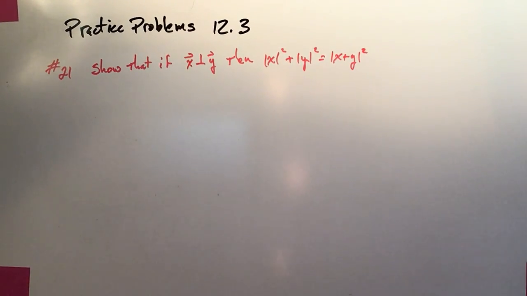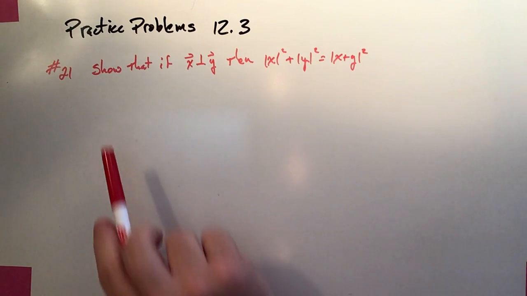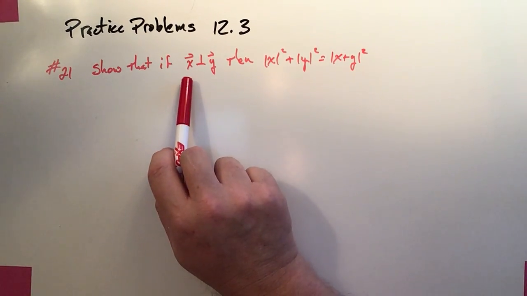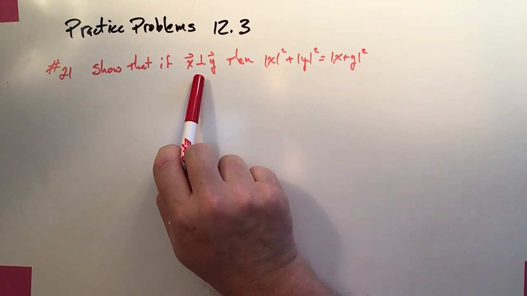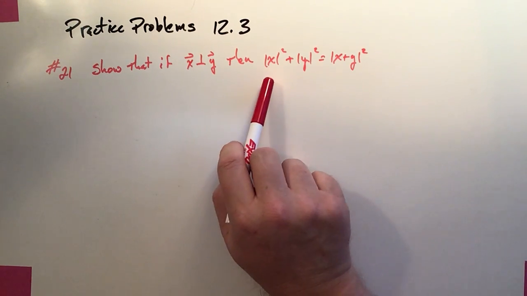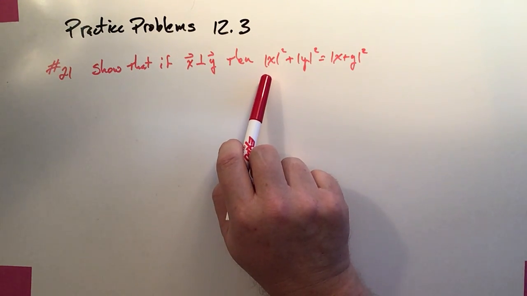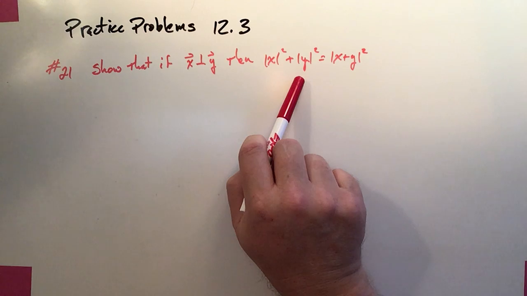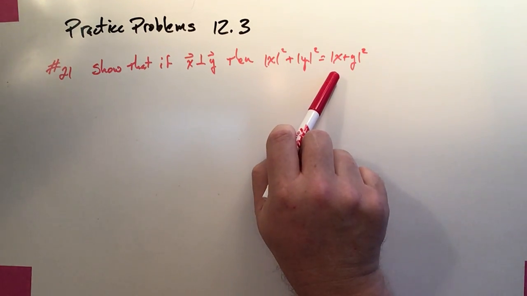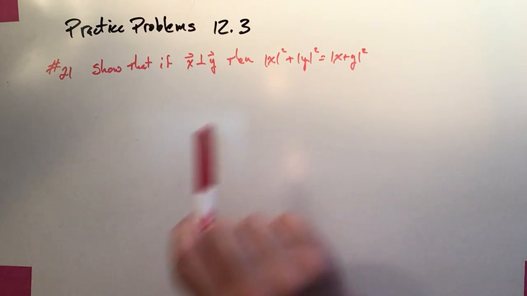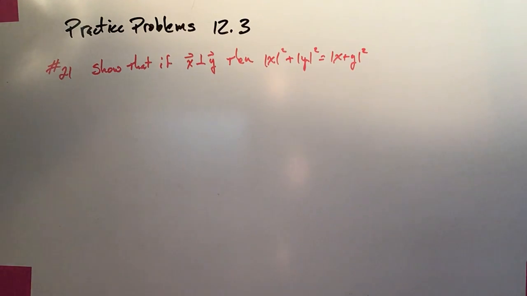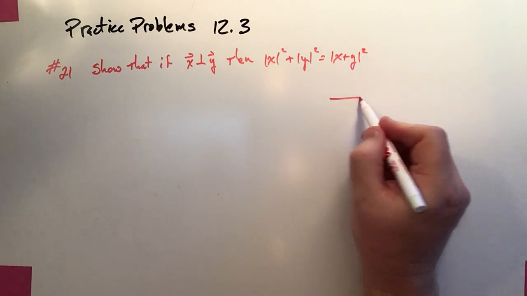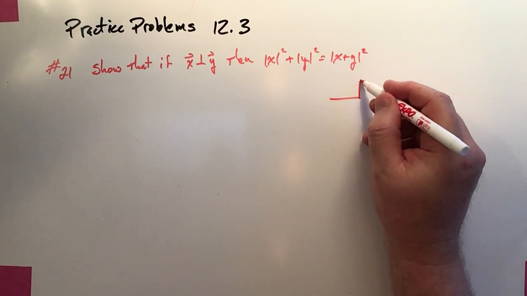The final problem we're going to do in section 12.3 on the dot product is sample question 21. It asks us to show that if two vectors x and y are perpendicular to each other, then the following statement must be true. The magnitude of x squared plus the magnitude of y squared equals the magnitude of x plus y squared.